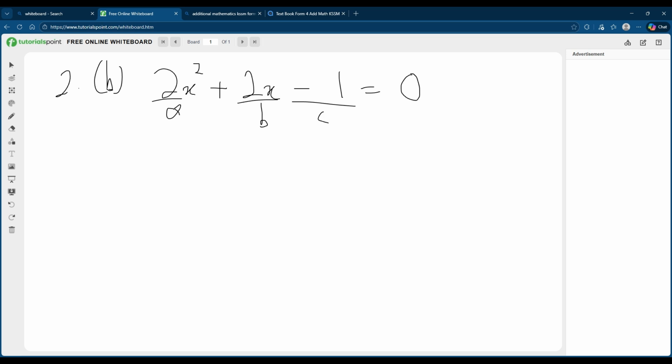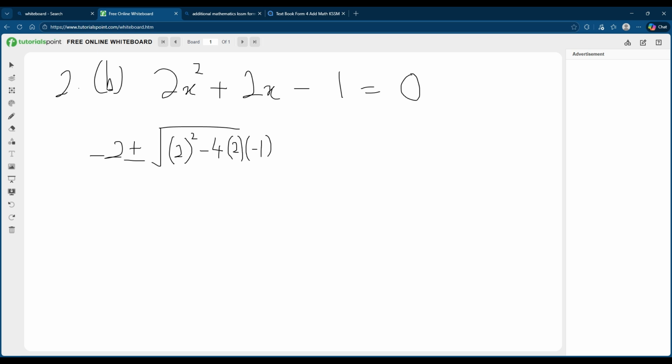If you're already familiar with this enough, you don't need to do this anymore, so we just get straight to the point. Negative 2 plus minus square root of 2 squared minus 4 times a times c, which is negative 1. The negative 1 must be included because remember, for c you take the whole thing. Next, the denominator is 2 times 2. So you get 1 mark for this.